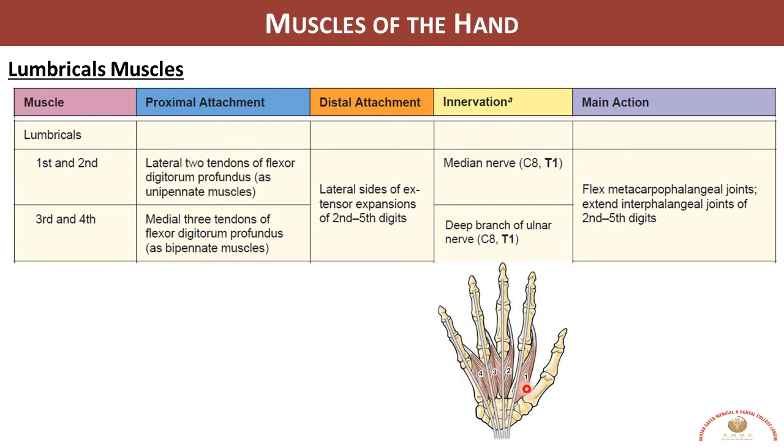The first and second lumbricals come from the lateral two tendons of the flexor digitorum profundus, and the third and fourth lumbricals come from the medial three tendons of the flexor digitorum profundus. All of these are inserted into the lateral side of the extensor expansion of the second to fifth digits. The first and second lumbricals are supplied by the median nerve, and the third and fourth lumbricals are supplied by the deep branch of the ulnar nerve. The function of the lumbricals is to flex the metacarpophalangeal joints and extend the interphalangeal joints of the second to fifth digits. This was about the lumbrical muscles.